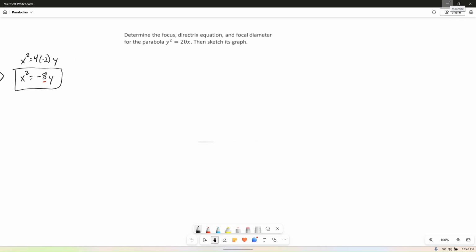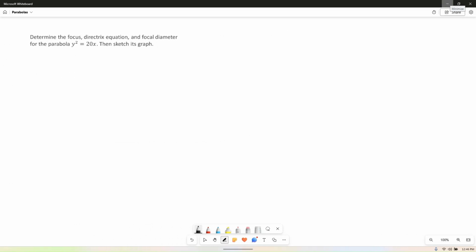All right, let's look at another example. This time we're given the equation of the parabola y squared equals 20x. And we basically want to do the same thing. We want to figure out the focus, the directrix, and the focal diameter. And this time we want to sketch its graph.